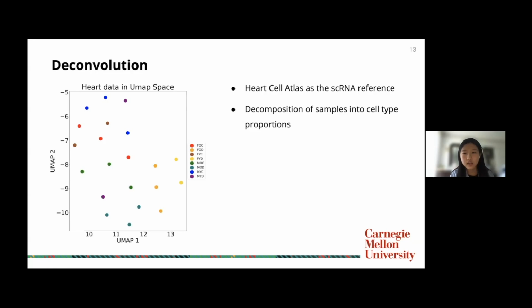Next, we did deconvolution using SCADEN, which deconvolutes bulk RNA sequences using single-cell RNA sequences. Here the Heart Cell Atlas was used as the single-cell RNA reference, and we decomposed the samples to get different cell type proportions. We first looked at our data in another UMAP space and saw how our different samples were related to each other. Here, the same color represents samples of the same treatment, and we saw that they were generally along the same axes.